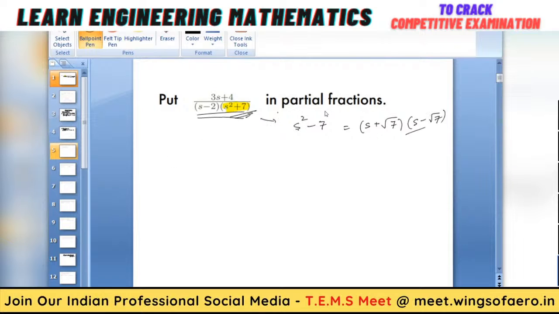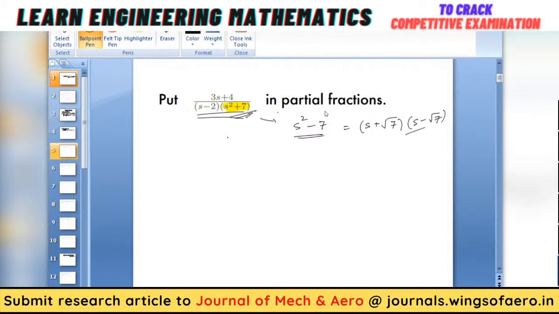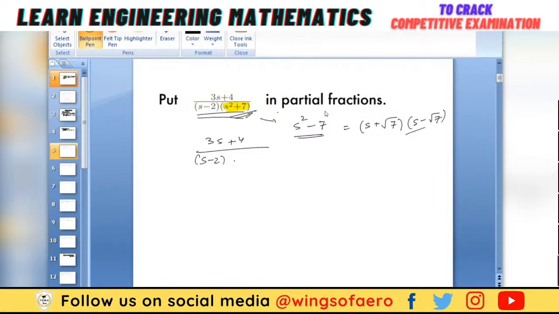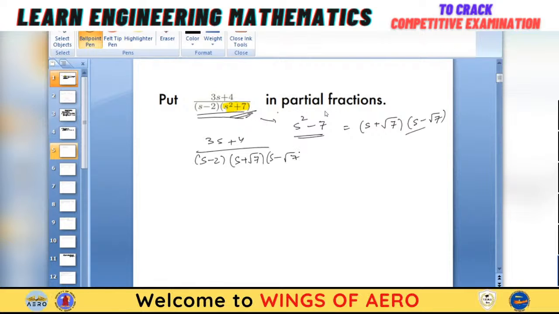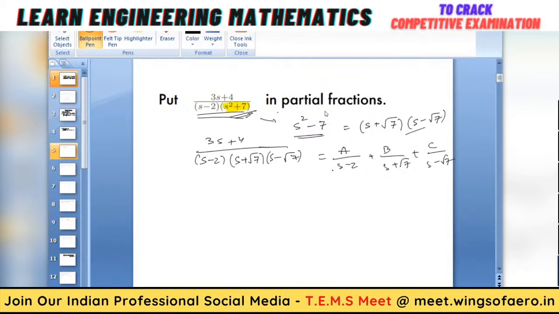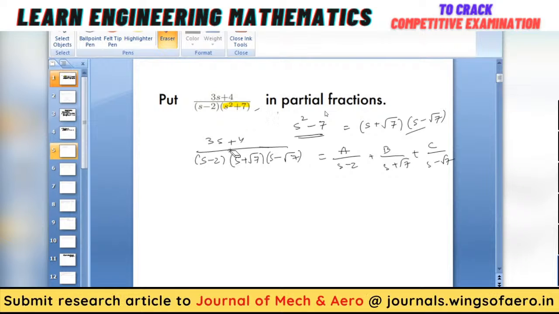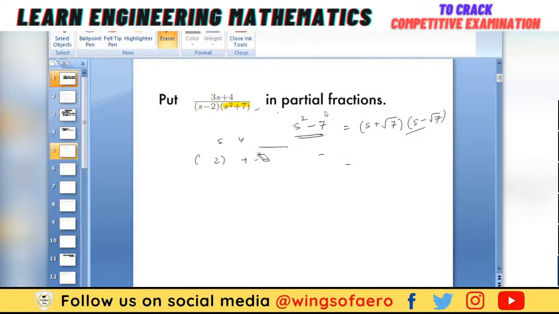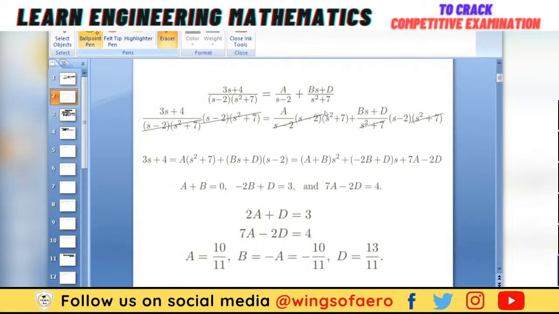If that were the case, you could easily write 3s plus 4 over (s minus 2)(s plus root 7)(s minus root 7) equal to a by s minus 2 plus b by s plus root 7 plus c by s minus root 7. But since s square plus 7 cannot be factorized, there is another form, and the form is this one.